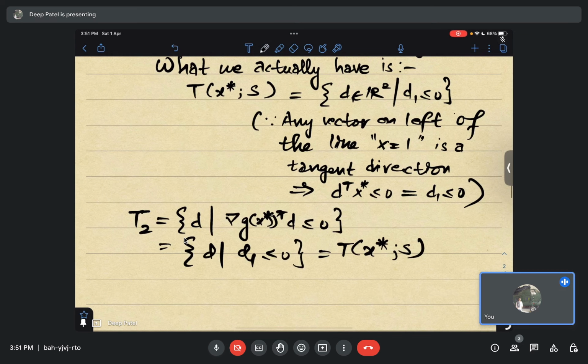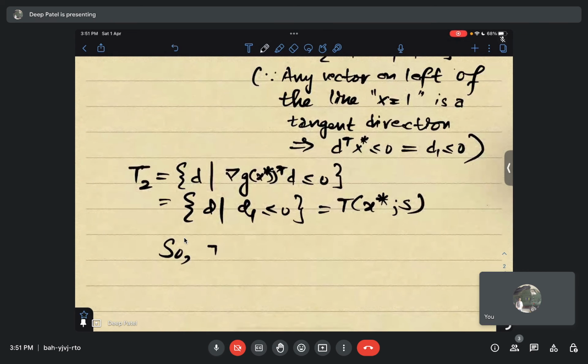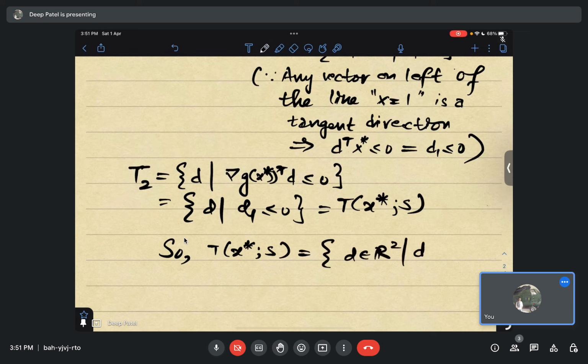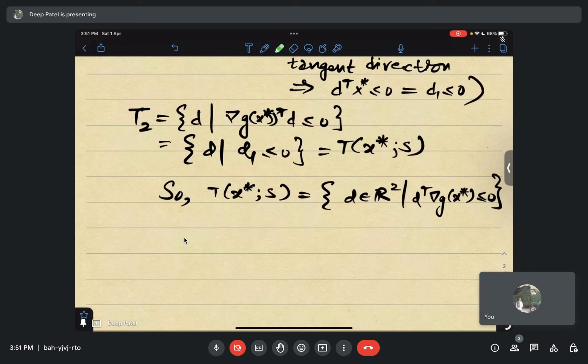Okay, so what do we have? T x star s is nothing but all d in R2 such that t transpose gradient g of x star is less than or equal to 0. I hope this is fine. So we have done both.